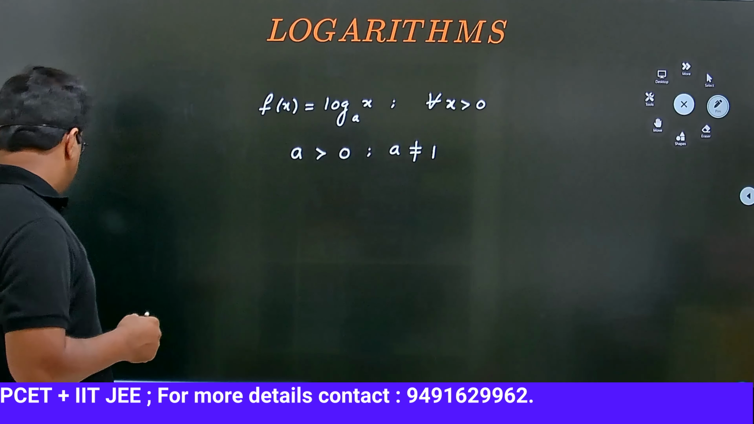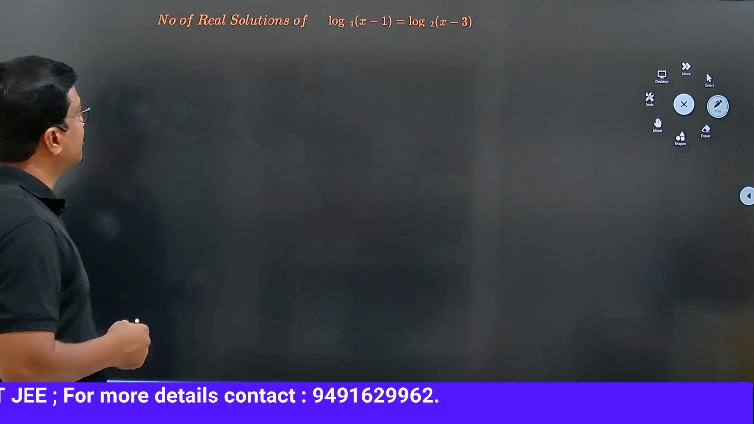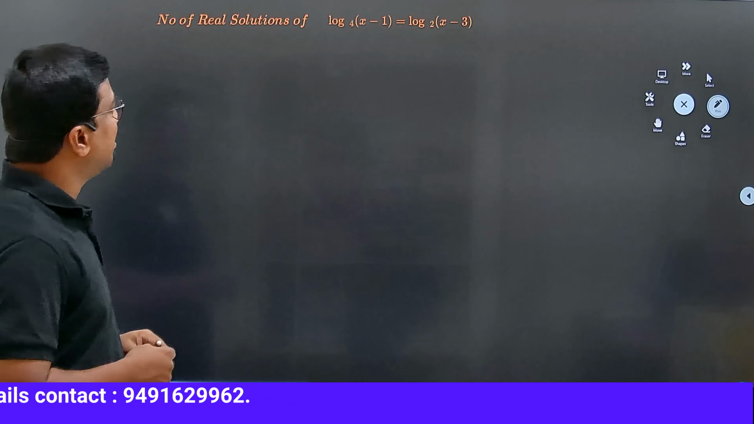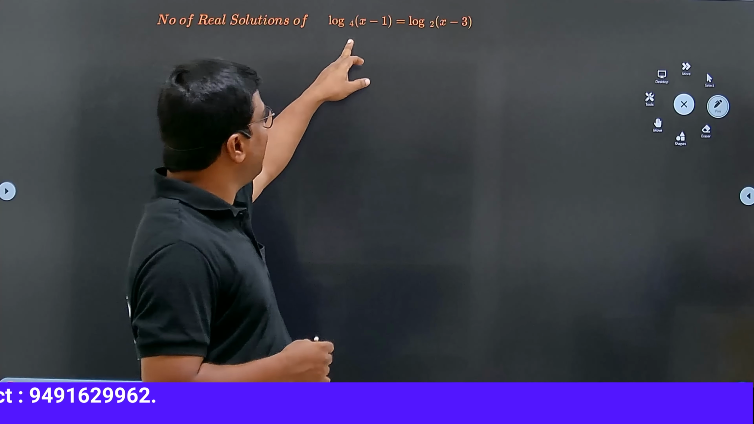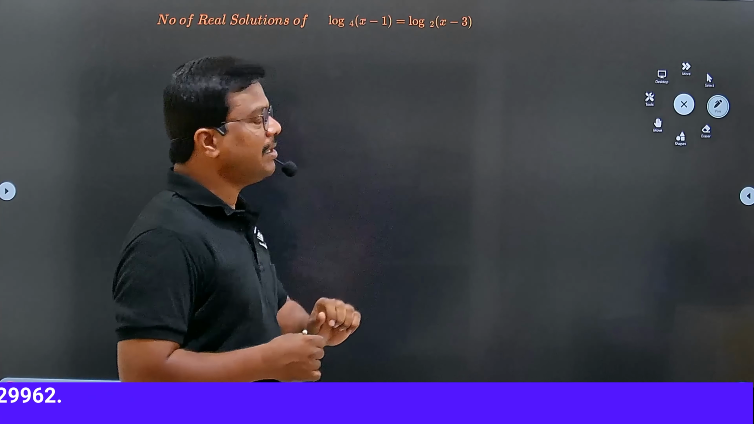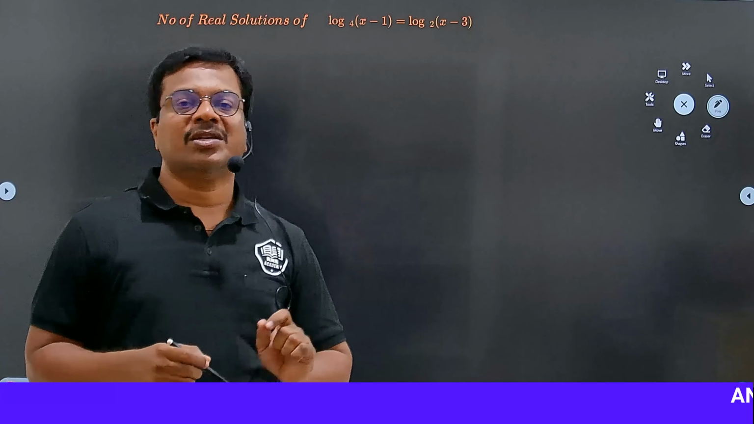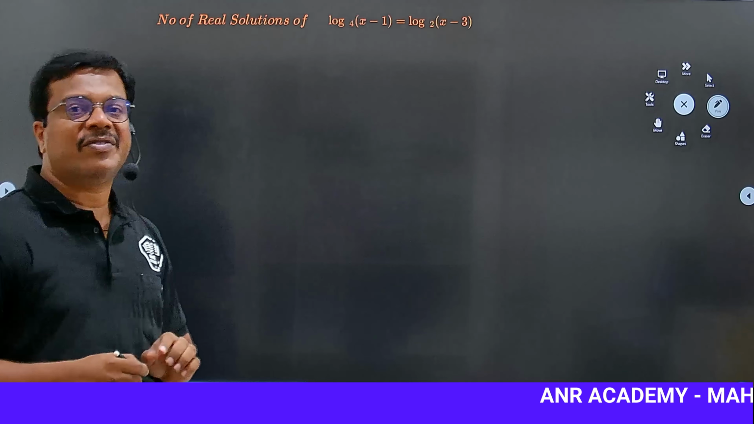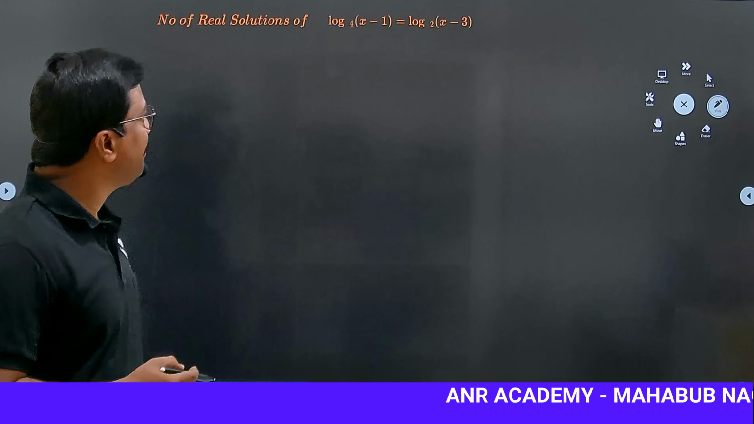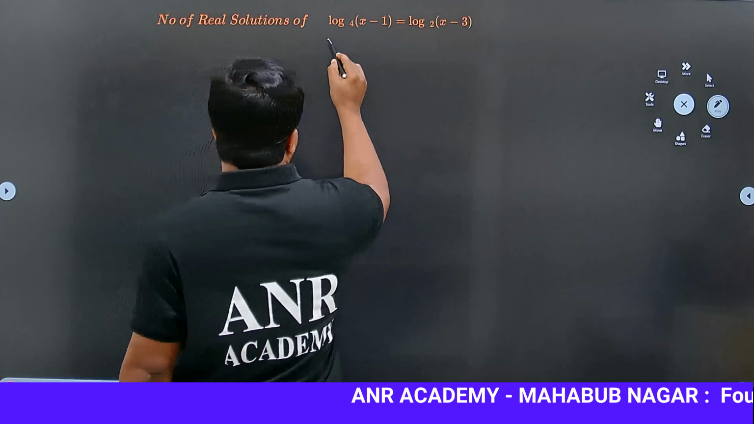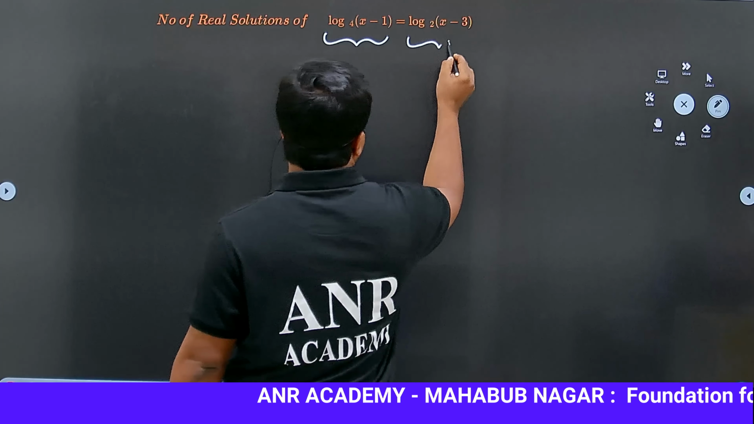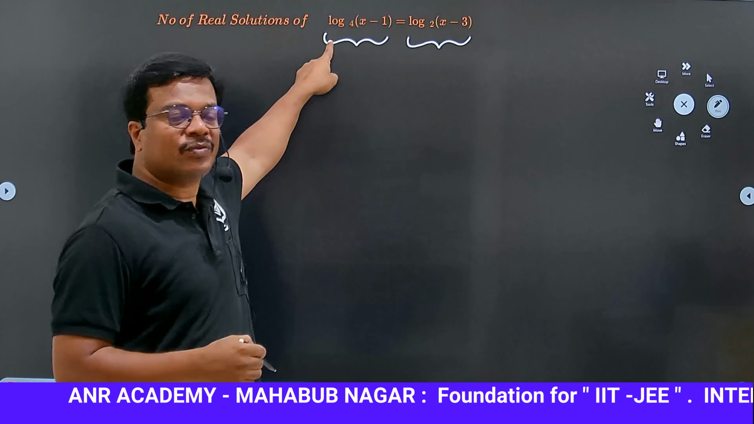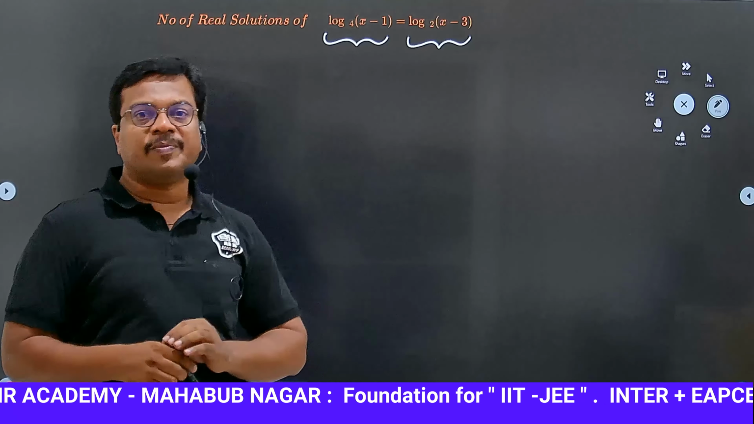Let us discuss the first question. See this question. Here you have the question: number of real solutions of log of x minus 1 to the base 4 equal to log of x minus 3 to the base 2. You need to find the number of real solutions in this case. Observe here, left hand side and right hand side, both are logarithmic functions, but the first one is to the base 4, the second one to the base 2.